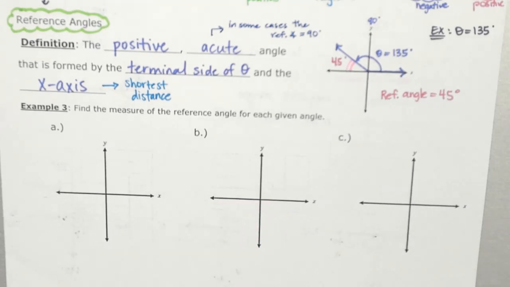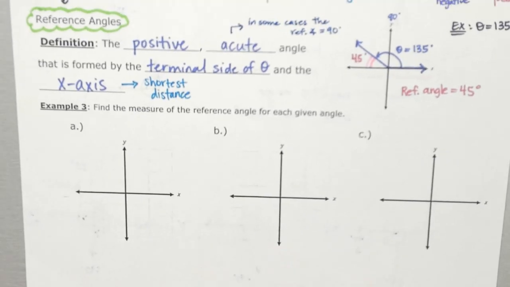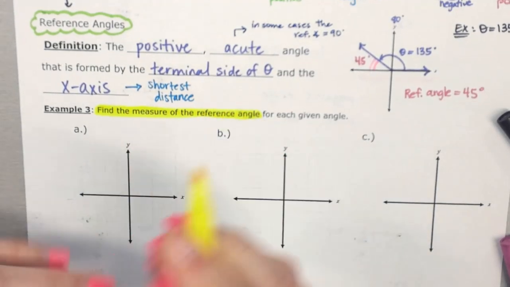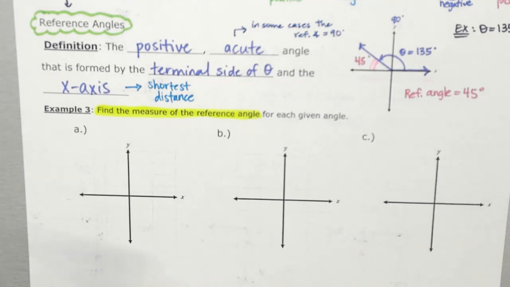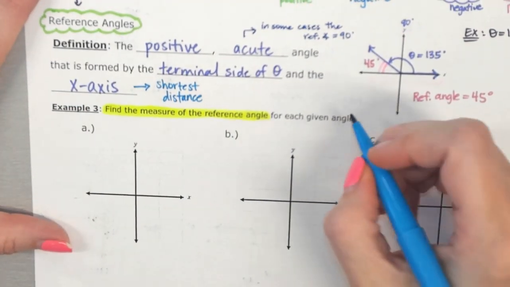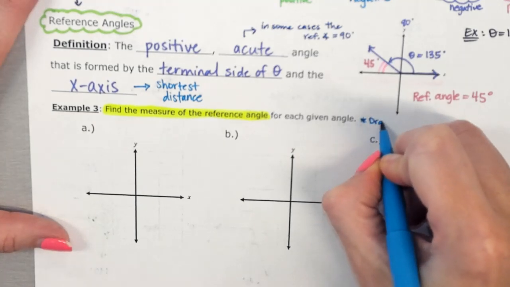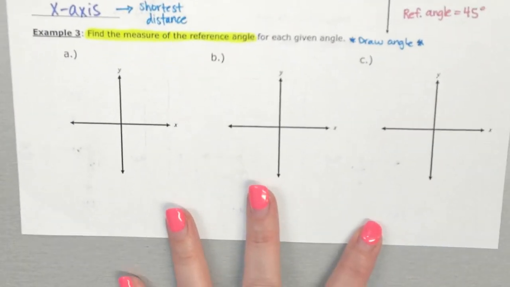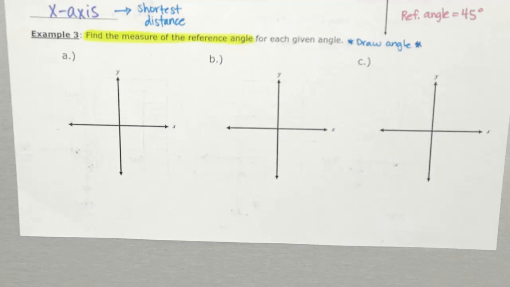Okay, for example 3, you are going to find the measure of the reference angle for each given angle. Okay, when you do this in your homework, you're going to be doing that with what we did on the front. Okay, so we are going to be drawing the angle for each of these. Okay, so for each of these, we're going to draw the angle and we're going to find the reference angle. And again, that's what your practice is going to be today.